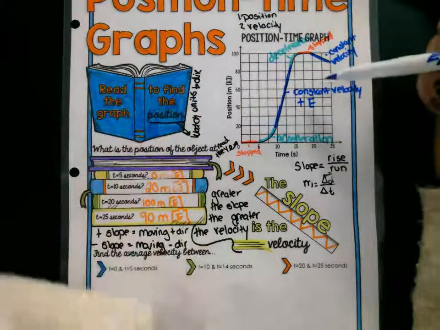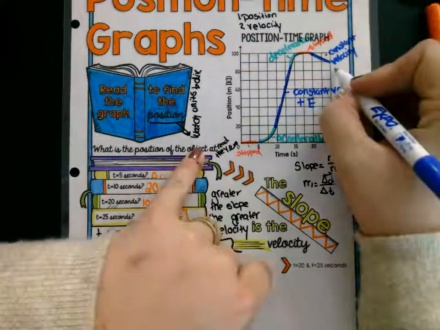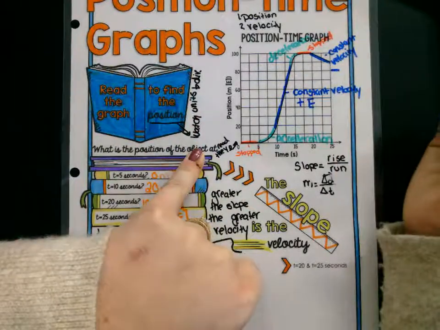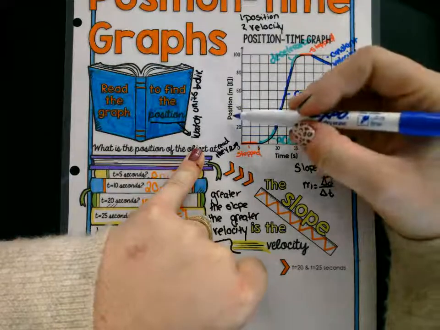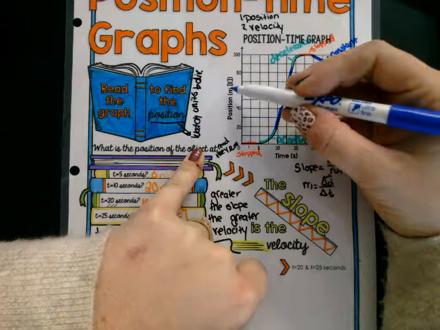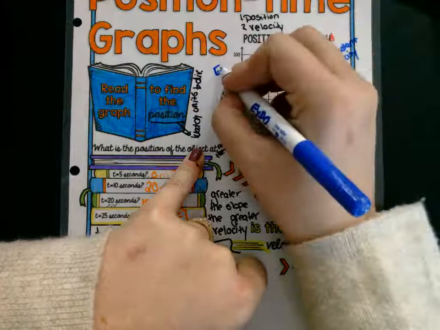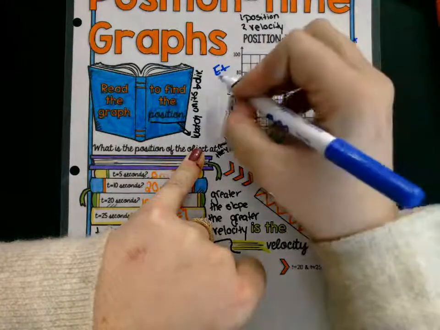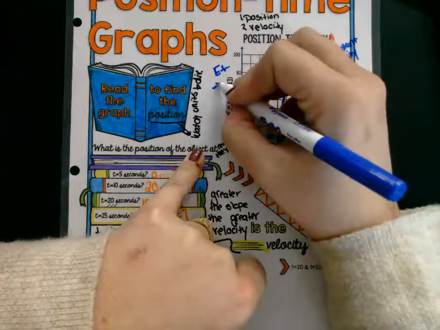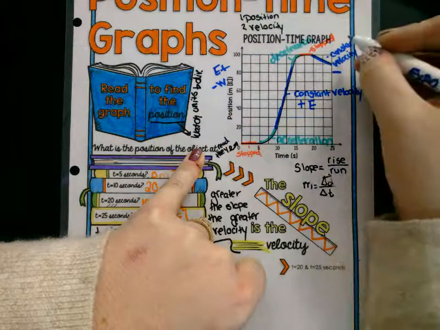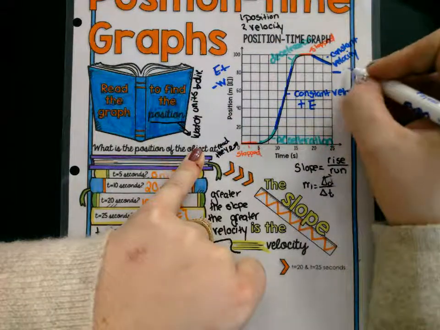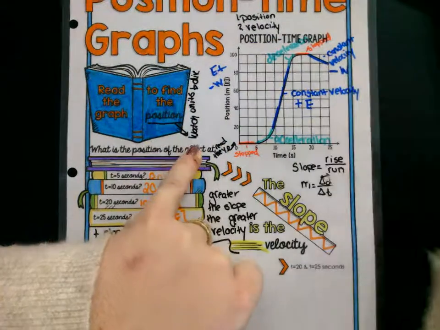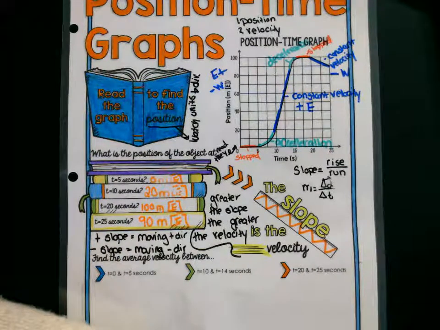However, our slope isn't going to be positive here. Our slope is going to be negative. And when we look at this graph, this represents position east. So if east is positive on this graph, then negative would be west. So because this velocity over here is negative, we're going to say we're moving in a westward direction.